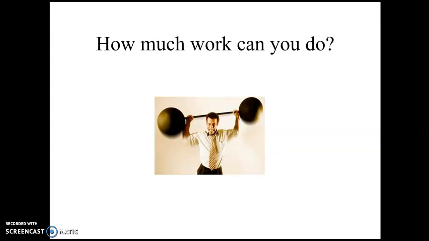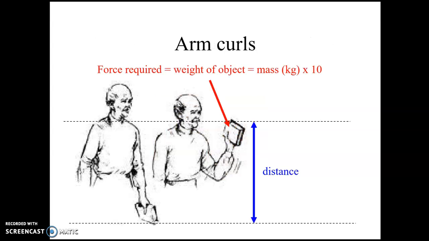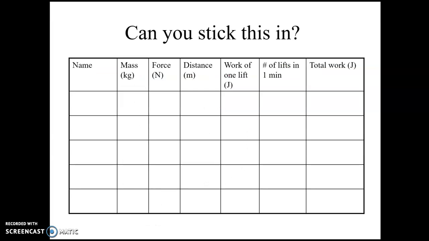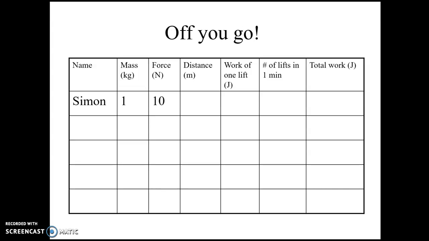Now if this was the lesson, we'd actually do a little bit of lifting ourselves. We'd do some arm curls. We'd get some barbells from the gym or some kilogram masses. Of course, the force would be the weight of the object. So if we used a 1 kilogram barbell, that would be 10 newtons. And the distance of an arm curl is from the bottom to the top, as shown on the diagram. I'd get you all to calculate how much work you did in one lift, and then we'd see how many lifts you can do in a minute to find the total work. It's normally fun to do that, but I don't think there's a point of you doing that at home.